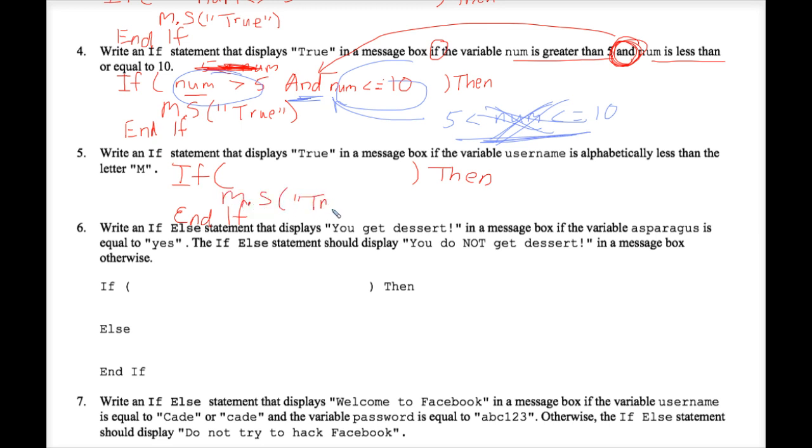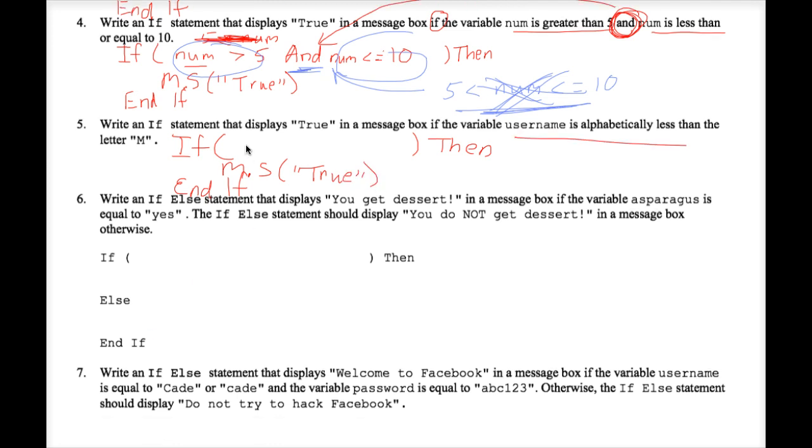Okay, who can help me figure out what goes in the parentheses of the if statement now? I'll pause, waiting for somebody to raise their hand. So Elvis said during the break there that we took that username is being checked to see if username is alphabetically less than M. So that's the answer. As long as you put your capital M in double quotes, you can use the less than symbol.